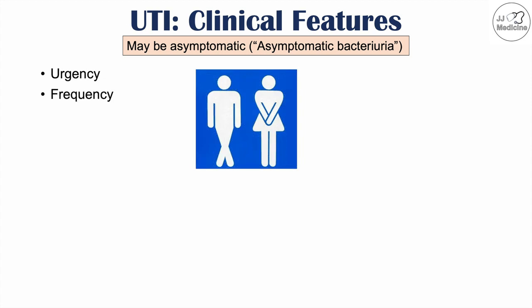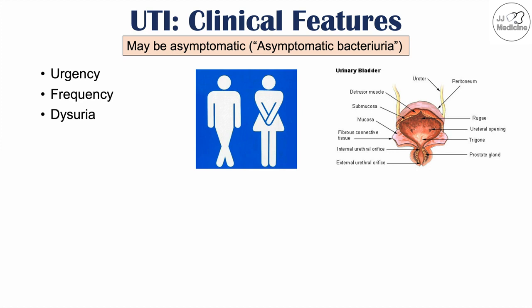So even if a patient doesn't have much in their bladder, they still may feel they have to go to the washroom more frequently. And dysuria. Dysuria is the pain or burning sensation when urinating. These are the three classic symptoms of a UTI. We can also see suprapubic pain. Suprapubic pain would be in the pelvis or in the pubic area.